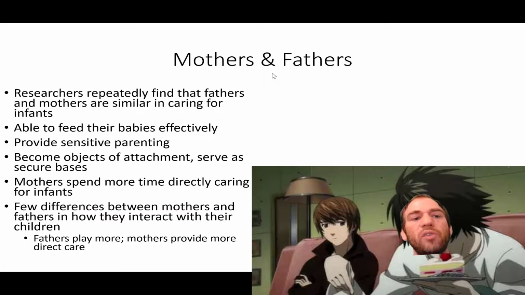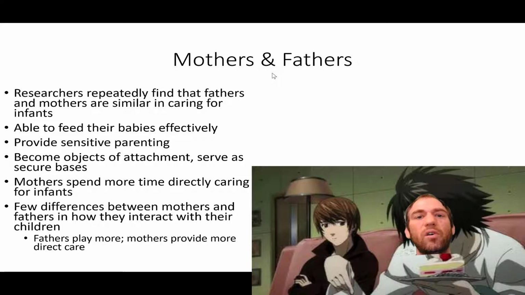Mothers and fathers. Researchers repeatedly find that fathers and mothers are similar in caring for infants. They're able to feed their babies effectively and provide sensitive parenting. And fathers also become objects of attachment and serve as secure bases. Mothers spend more time directly caring for infants, but there are a few differences between mothers and fathers in how they interact with their children. Fathers play more, mothers provide more direct care.